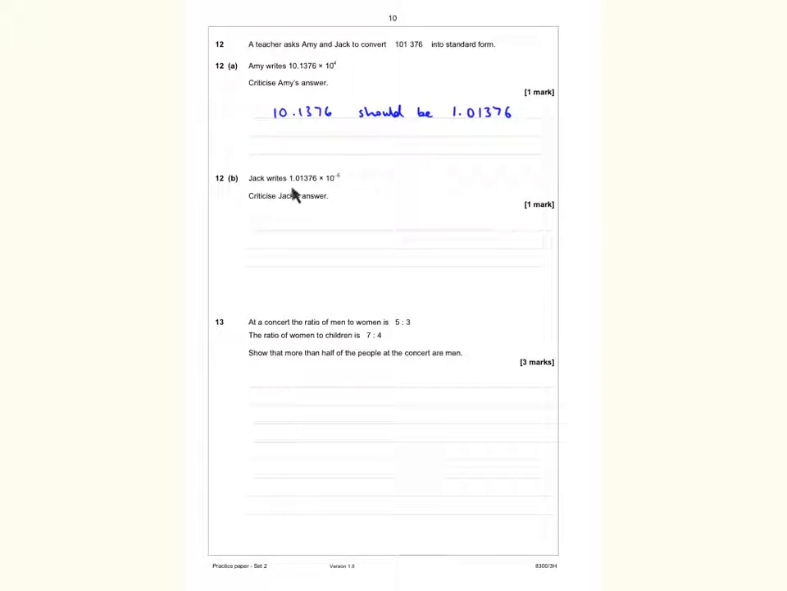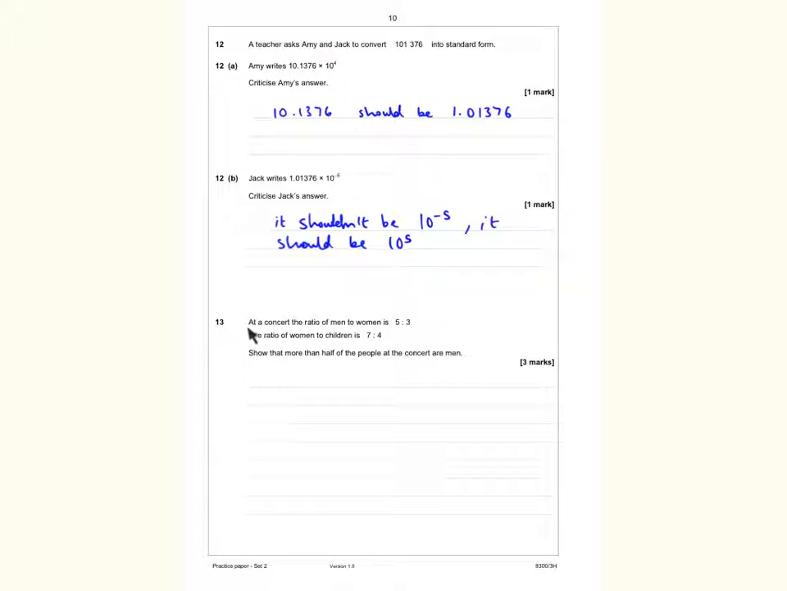Now we've got Jack writes 1.01376 times 10 to the negative 5. Well, this is clearly wrong because this is not even the same number that we had here. This number is going to be 0.000, some zeros, and then all of these digits. So it shouldn't be 10 to the minus 5. It should be 10 to the power of 5. And that would have worked because then all of these digits would have come over the decimal point.